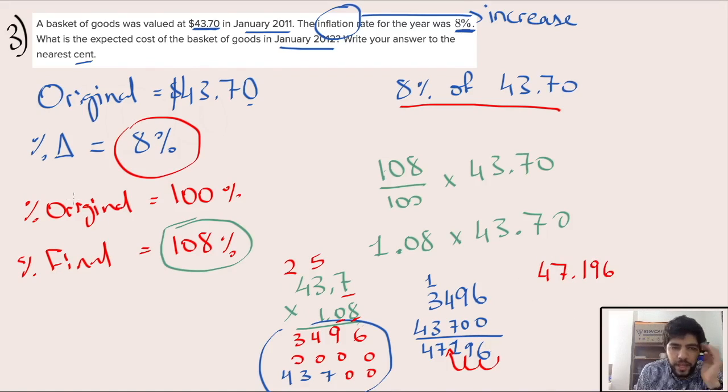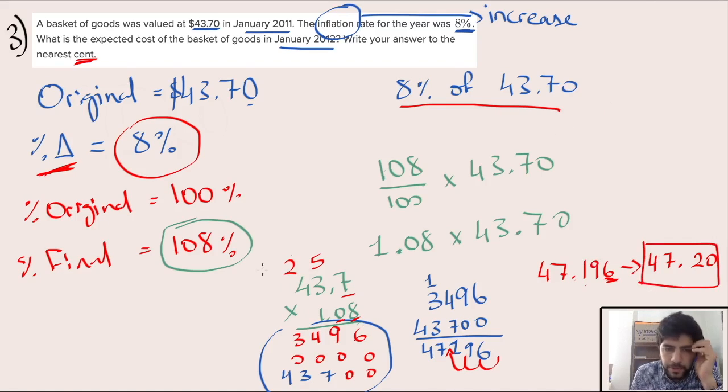I didn't have to deal with delta. I didn't have to find how much it changed and then add it to the original amount. I got the final answer right away. Now they say write your answer to the nearest cent, because it doesn't make sense to have any value below a cent because it doesn't exist. And so we have to round this to 2 decimal places, so it becomes 47.20, because 6 rounds up the 9, so the 9 becomes a 10, and this is our actual final answer, okay? So let me write it properly, $47.20.